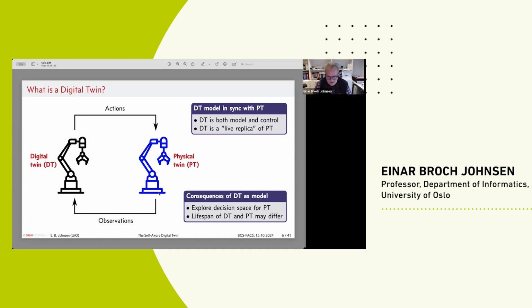And also one interesting aspect of this is that the lifespan of the digital twin and the lifespan of the physical twin may be very different. And if you think in terms of engineering, the digital twin might exist before the physical twin, and it might also exist when the physical twin is no longer. If we think about natural systems, it would obviously be the other way around, that the physical twin is out there and the digital twin will be alive for some shorter period of time.